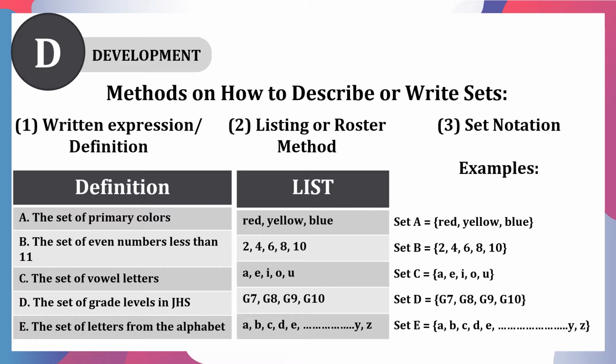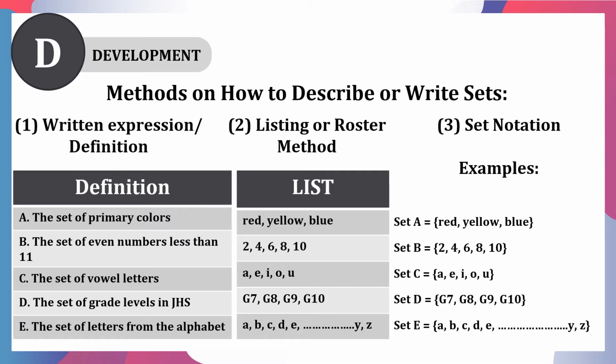Letter C. By definition, the set of vowel letters. By listing, A, E, I, O, U. By set notation, set C is equal to open brace A, E, I, O, U close brace.